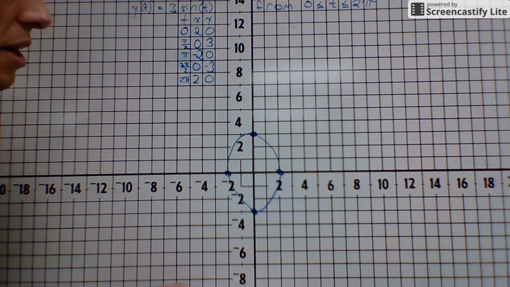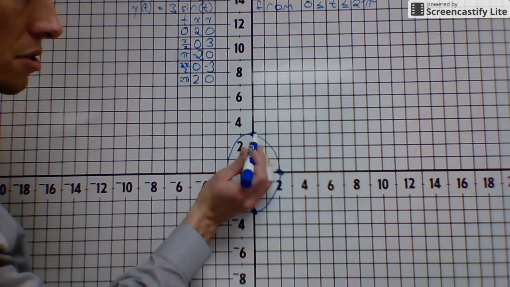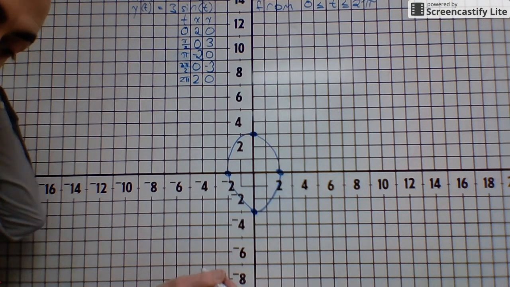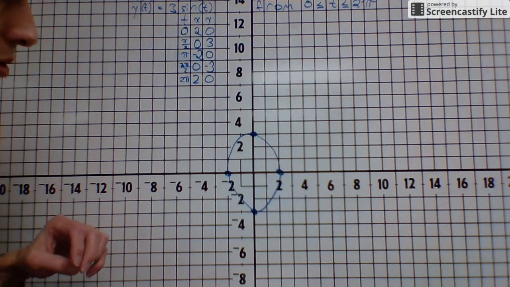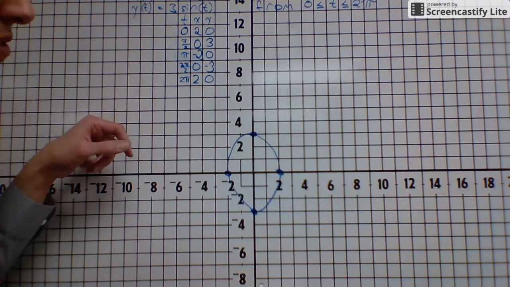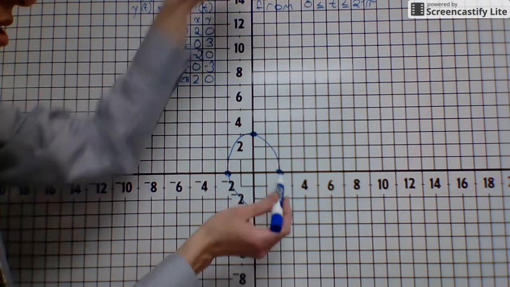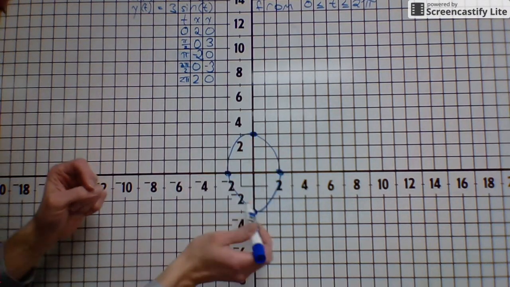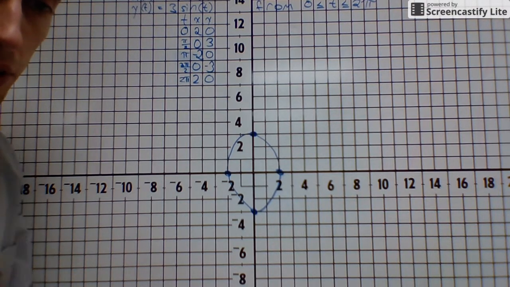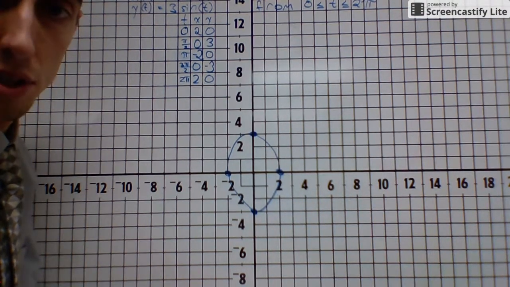So that last video cut me off there, but if you continue to draw it, we would see that we've got an oval shape here. And since cosine and sine have a period of 2 pi, we also know that this would repeat going around this graph here. So let me pause the video here to get us ready for the next part of the notes.